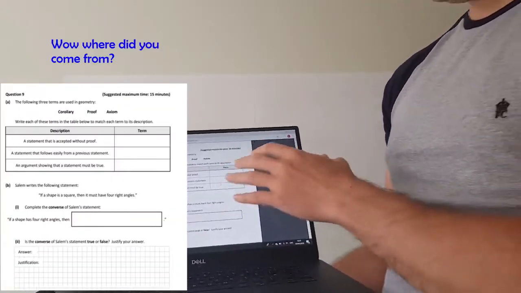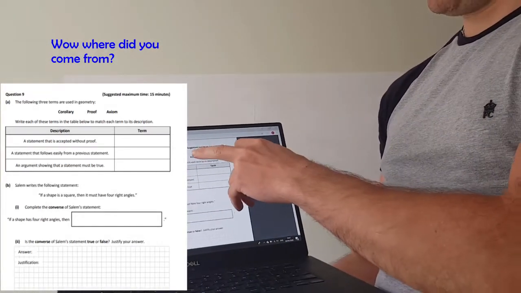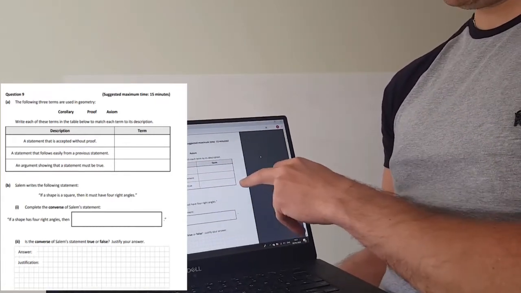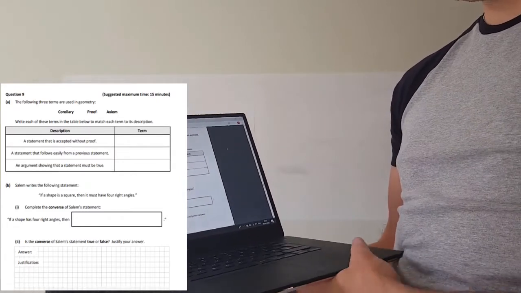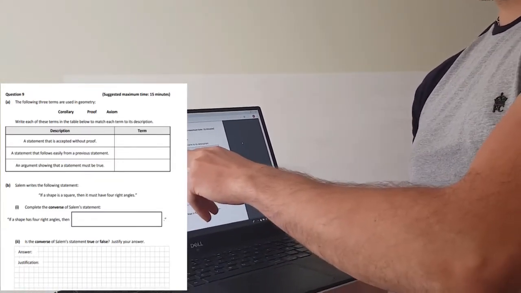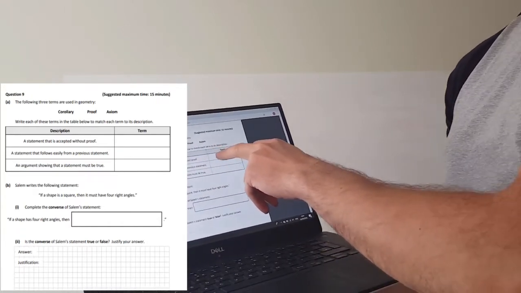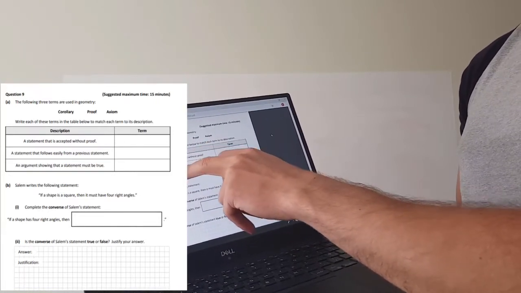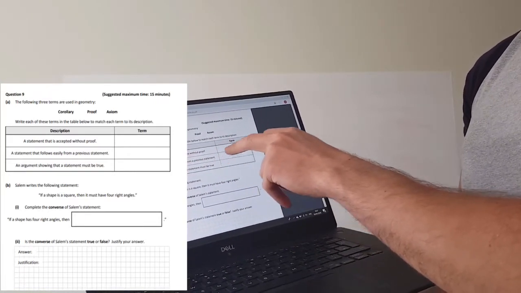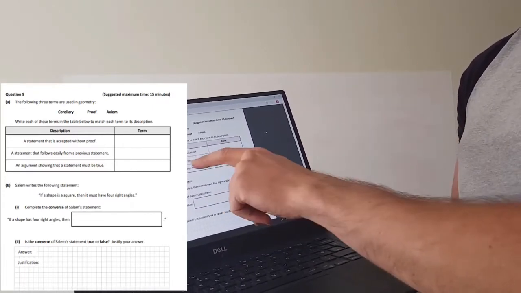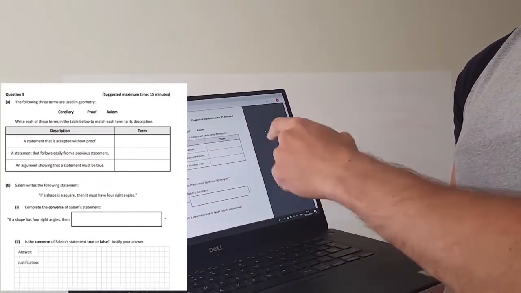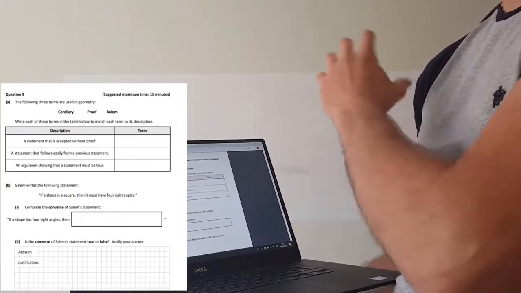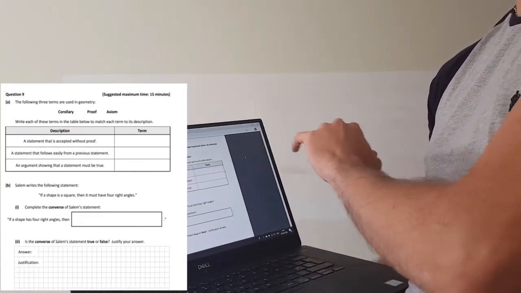So basically what we're talking about here is we have three terms, all right, and we've got three statements, and we have to match each statement with the particular term. So if we look at our statements, or the description of each of them first. So first one is a statement that is accepted without proof. We have then a statement that follows easily from a previous statement, and the last one is an argument showing that a statement must be true. So we'll start from the bottom up. So an argument showing that a statement must be true. So basically we're stating something, or we're proving something via some means. So the last one there is our proof.